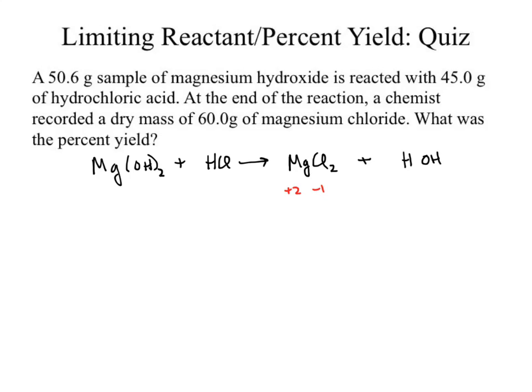What's the charge on hydrogen? +1. Charge on hydroxide? -1. Is that formula correct? Yes. Now that my formulas are correct, I can go through and balance the equation. Is my equation balanced? No. What do I need to do?